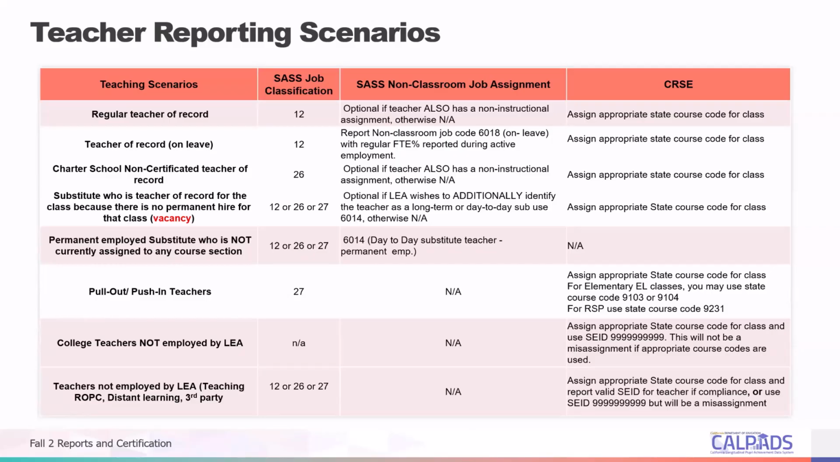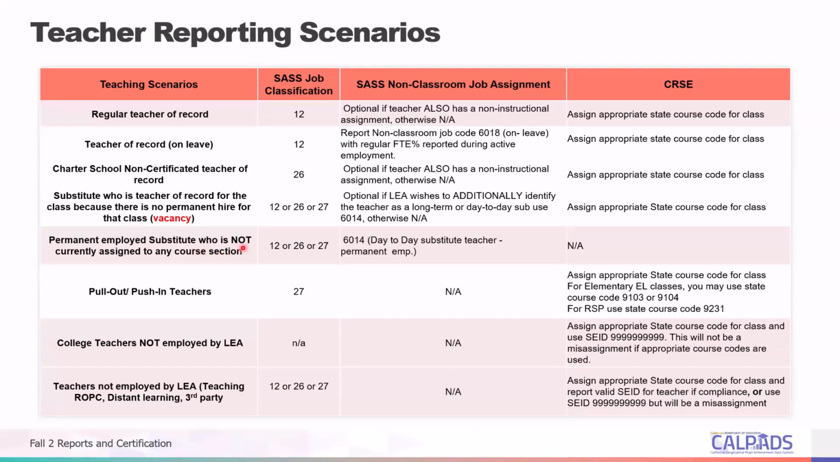So now let's discuss vacancies and substitute teachers, right? A substitute teacher is only reported when there is a true vacancy, meaning there are no permanent teacher of record on census day for that class. So there's a vacancy. That is the only time you report the substitute. So you assign the substitute seat to that class, and they will be technically the teacher of record on census day. You also have permanent employee substitutes who are not currently assigned to any course section.